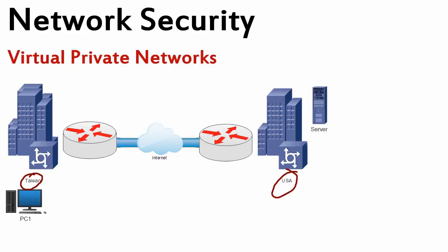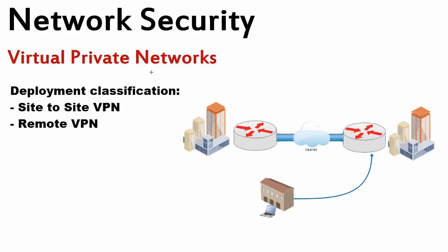We have two main types of VPNs. You will find that on the internet everywhere. People try and group VPN connections. There are many different ways of doing that. I want to talk about two main types. It's a site-to-site VPN and a remote VPN connection.